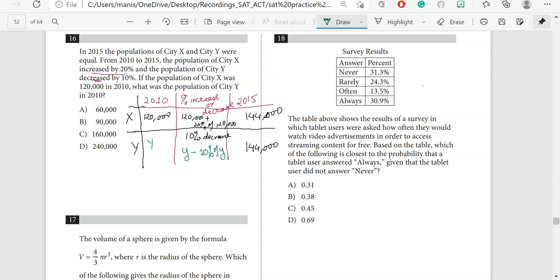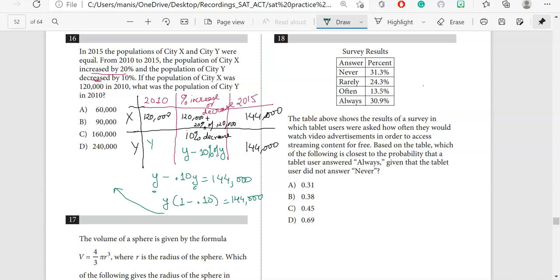So my equation will look like this: Y minus 10% means 10 divided by 100, which is 0.10 Y, is equal to 144,000. Now you can see this Y is over here, and Y is over here. I can take Y common. So when I take Y common, it looks like this: (1 minus 0.10) Y is equal to 144,000.